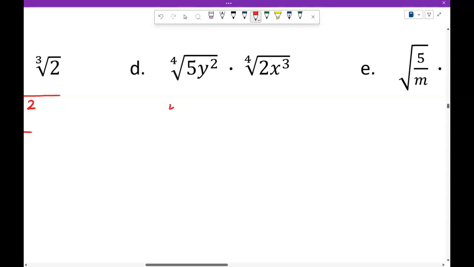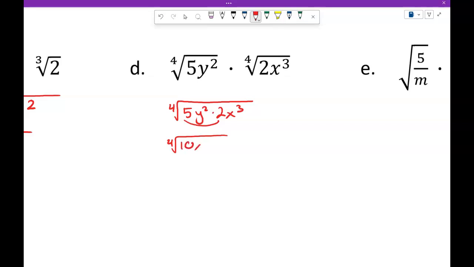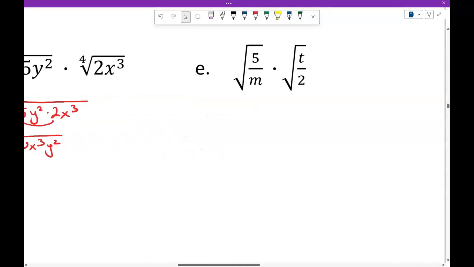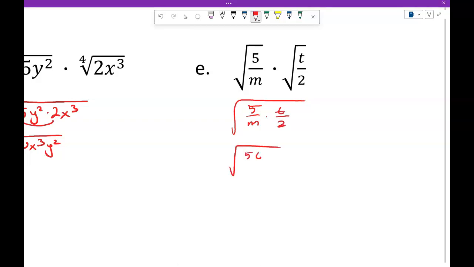We have fourth root, same radical, 5y squared times 2x cubed. We'll go ahead and multiply the integers, leaving us with the fourth root of 10x cubed y squared. Radical of 5 over m times t over 2. We multiply our numerators, and we multiply our denominators.